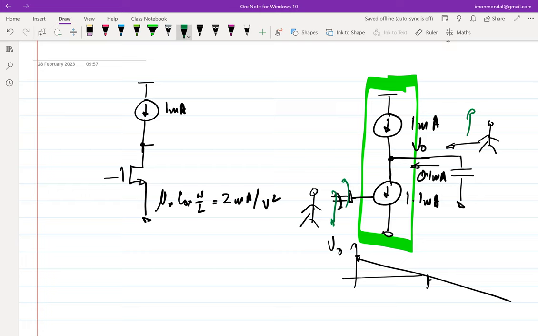Till the slope becomes constant, till V naught doesn't change, right? The slope will be constant. Zero is not necessary. Slope should be zero, right? Yeah, V naught should be constant. Yeah, correct.